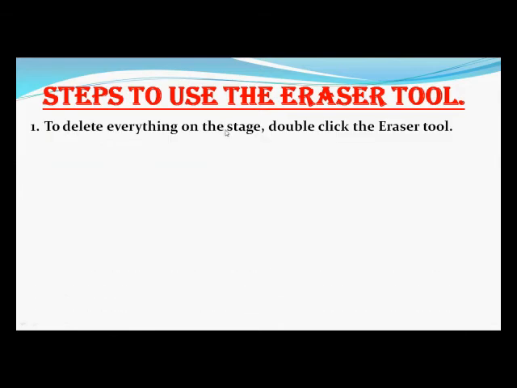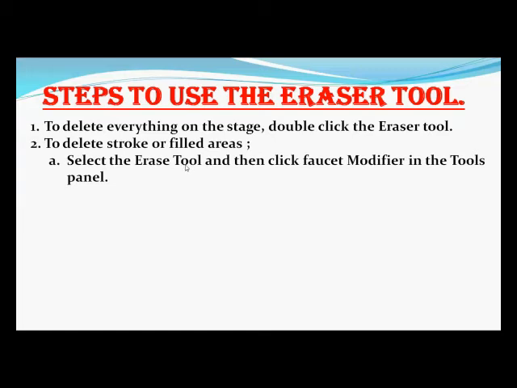Now the steps to use the eraser tool. To delete everything on the stage, meaning everything that is present on the stage, double click on the eraser tool. After double clicking on the eraser tool, you can delete everything present on the stage. To delete a stroke or filled area, if you want to delete any specific stroke or color, follow these steps. Select the eraser tool, with no need to double click. Just select the eraser tool and then click the faucet modifier in the tool panel. The faucet modifier option is used to delete strokes or fill areas.